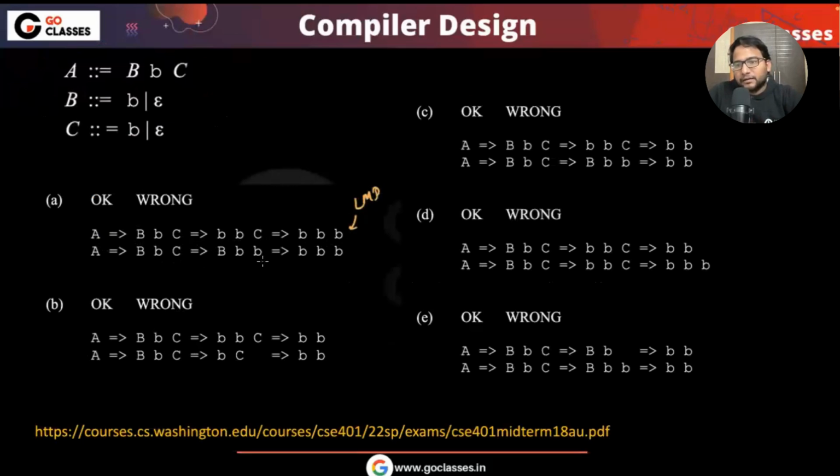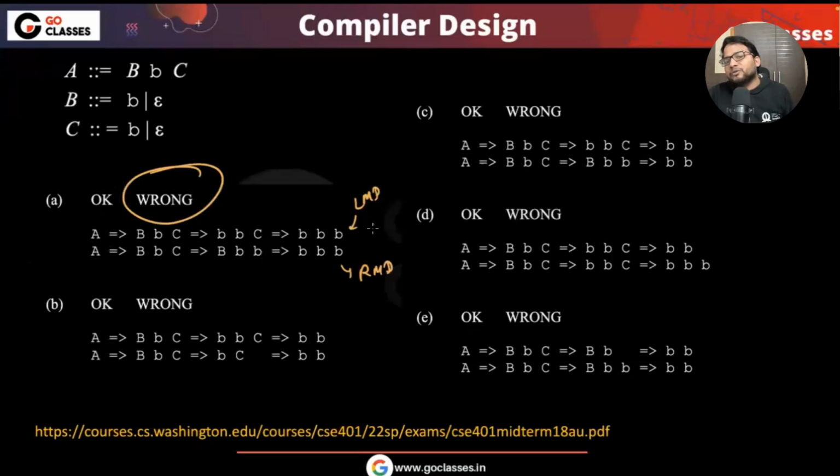This is the rightmost derivation, right? So they have shown two different derivations of BBB. One is leftmost, one is rightmost. Is this a correct proof? No, right? This is not the correct proof, because you need to show either two leftmost derivations, two rightmost derivations, or two parse trees. It's not that one is a leftmost derivation and one a rightmost derivation.